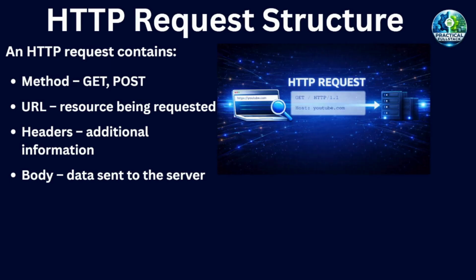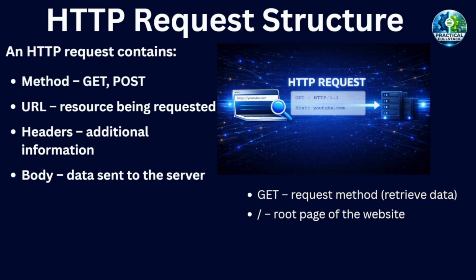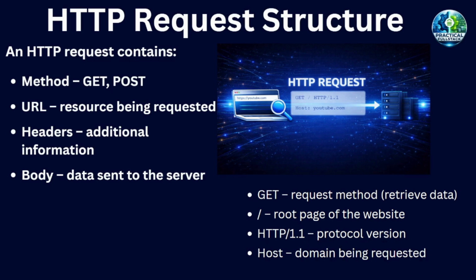Now let's look at a simple example of an HTTP request. Here, you can see the word GET is the HTTP method, which tells the server that the browser wants to retrieve data. The slash symbol represents the root page of the website. So this request is basically asking the server to send the main page of the website. Next, HTTP/1.1 indicates the version of the HTTP protocol being used. And finally, the Host header tells the server which website should be served, in this case youtube.com.